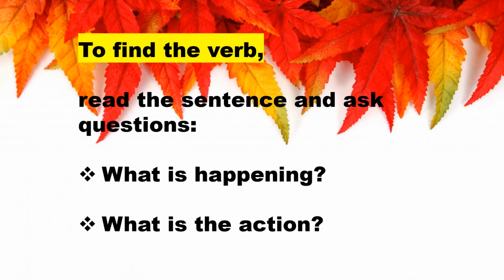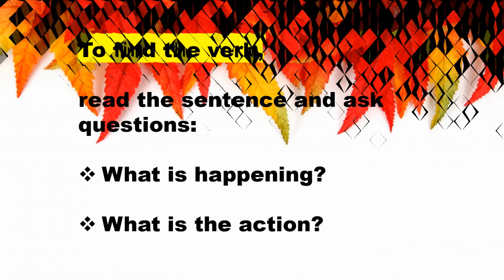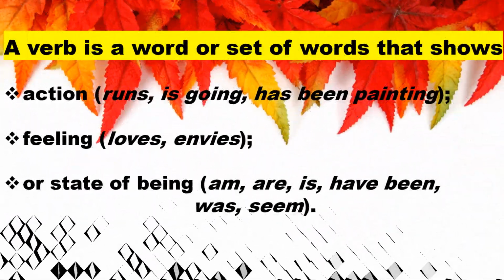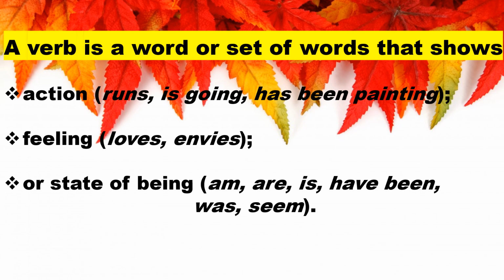And it's very easy to identify the verb in a sentence. Just we need to ask a few questions like this. What is the action happening in the sentence? What is the action? The action word is the verb. So we get the answer easily. To define the verb, it's a word or a set of words that shows action, feeling, or state of being.